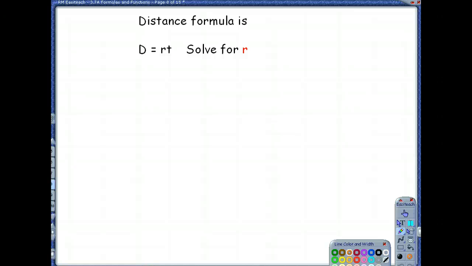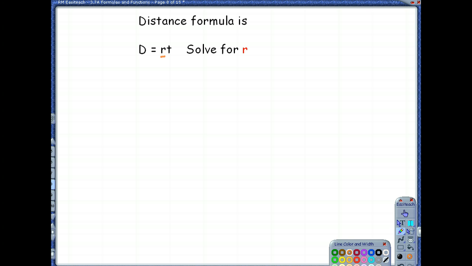This next example is the distance formula. I know you guys have seen this one before as well. Distance equals rate times time. That's what those letters represent, rate and time. So for this one, we want to solve for the r. We want to get the r by itself.